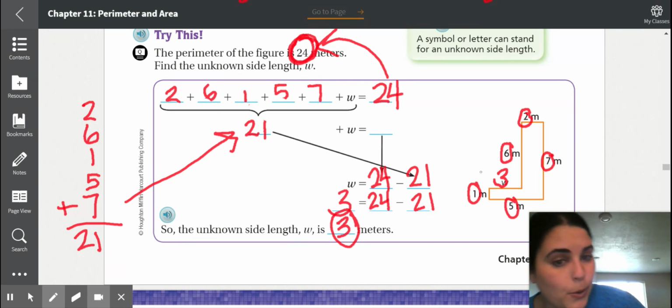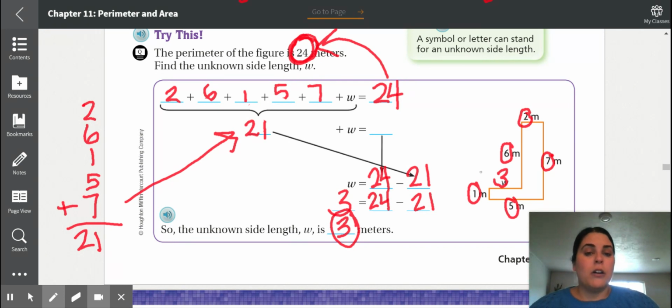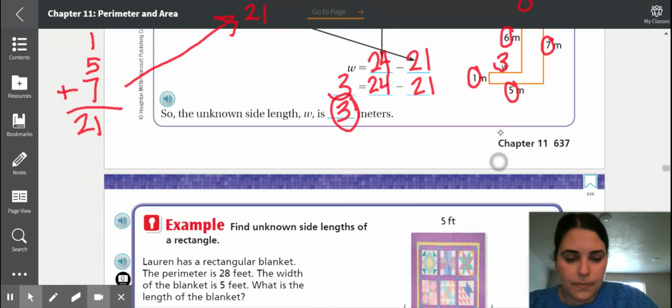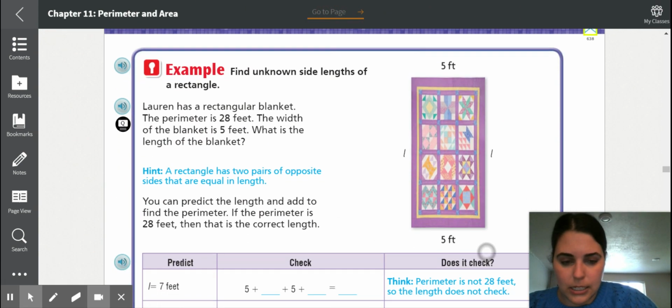So again, going back to what we were talking about, when you are finding the unknown side, you need to add up all of the numbers that you do have and then subtract that from what the total perimeter is. All right.